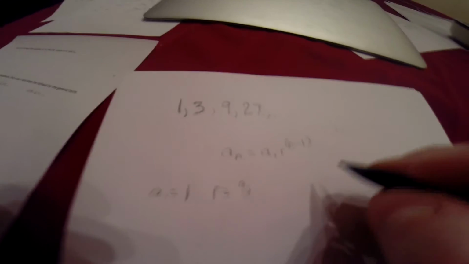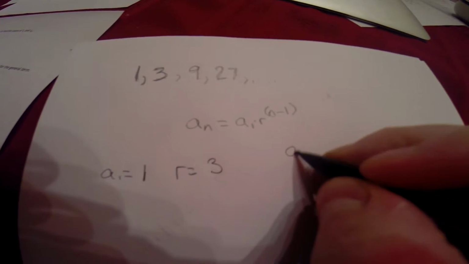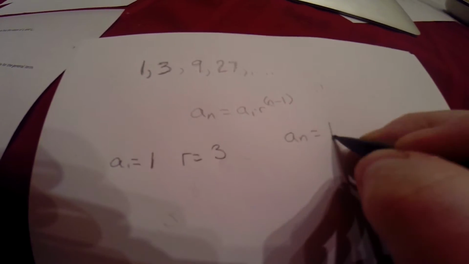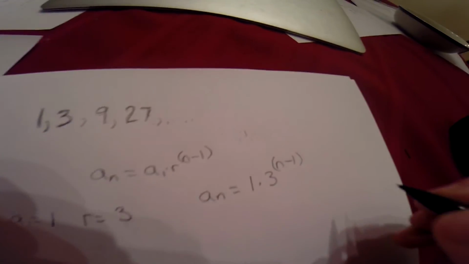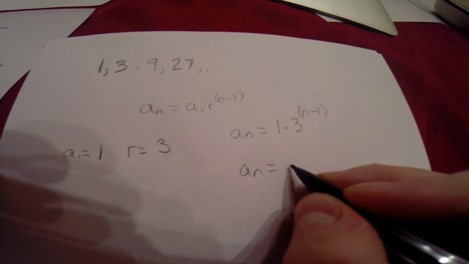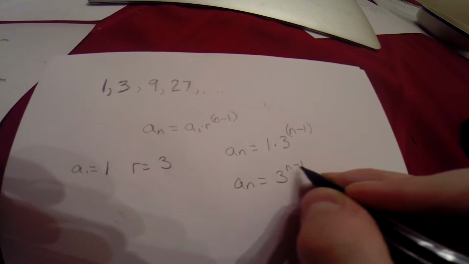I think it's pretty obvious: 1 times 3 is 3, 3 times 3 is 9, 9 times 3 is 27. So r has to be 3. We substitute that in. a_n equals 1 times 3 to the n minus 1. If I want to simplify, a_n equals 3 to the n minus 1. You don't have to simplify, that's advice, but if you wanted to, you'd get that.